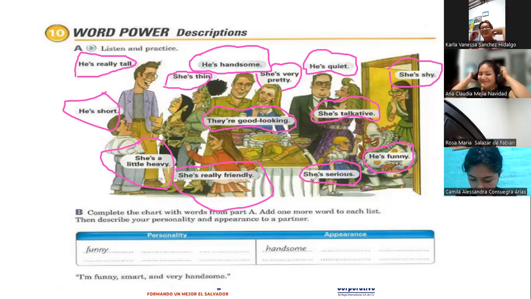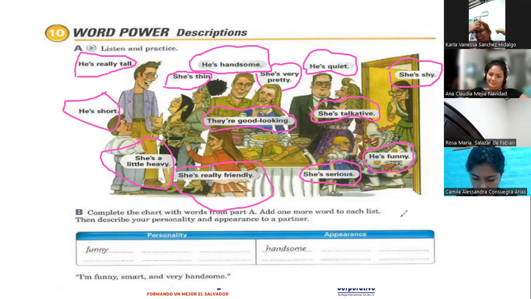Aquí está el mío. She's serious. Okay, look at that. So in that case, she's serious. Are you serious? No. Are you funny? Yes. Are you talkative? Yes. Are you shy? No. Are you quiet? No. Okay. Are you good looking? Yes.